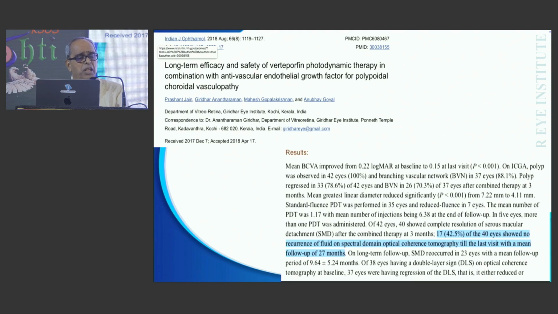So we have already presented multiple articles on combination therapy. And one of the important take-home messages that we showed is that in at least half the patients who received combination therapy, at least for 24 to 36 months, they were free from treatment. That's a very important take-home message.